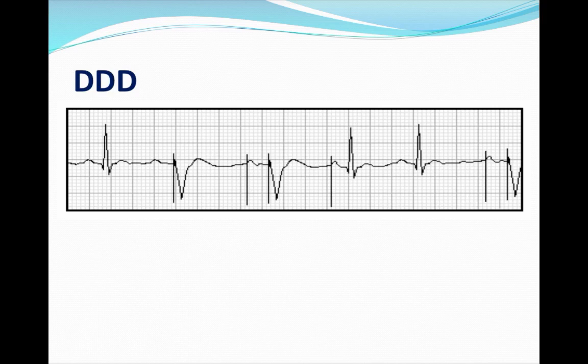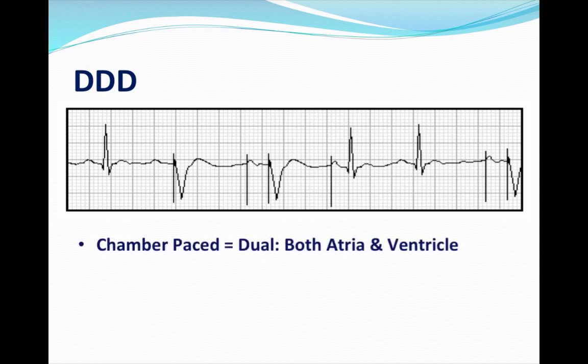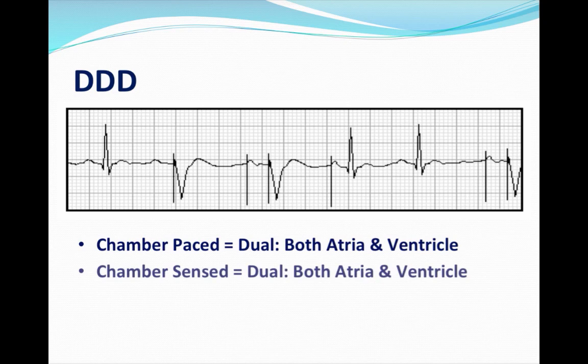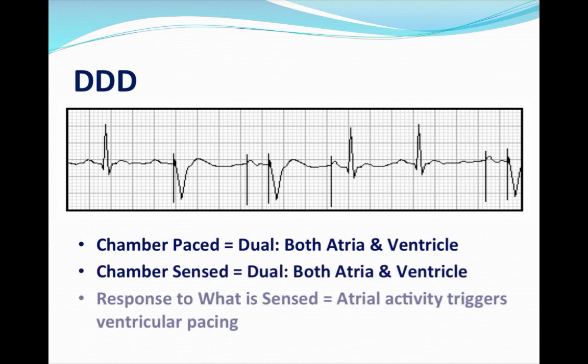Last one, DDD. So the chamber being paced, that's dual, atria and ventricle. The chamber being sensed, again, that's dual, both atria and ventricle. And then what's the response to what is being sensed? It's atrial activity triggers ventricular pacing.